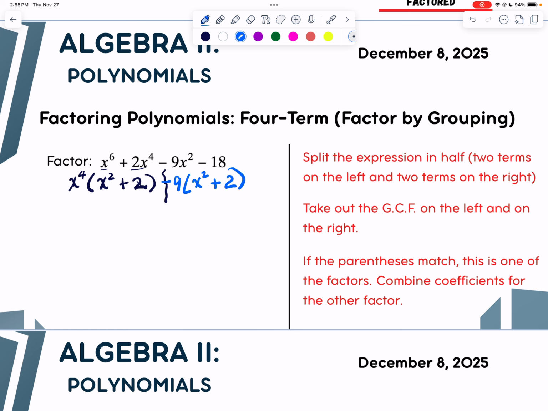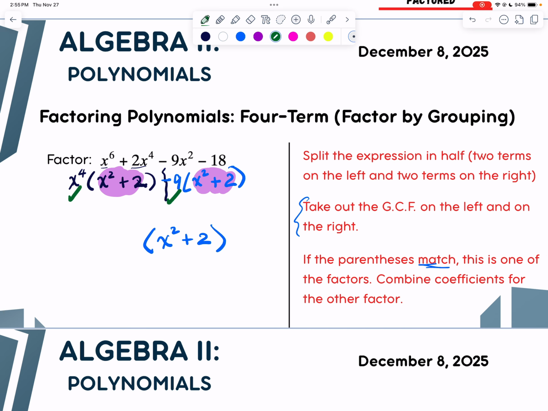All right, now what we want to look for after we've taken out the GCF from the left and the right, is if the parentheses match, so meaning if I have the same thing here and here. So in this case, my parentheses do in fact match, that is one of the factors, which is good news. So we have one of our factors as x squared plus 2. The coefficients of those parentheses, so what we have here and here, that is the other factor. So we have x to the 4th minus 9.